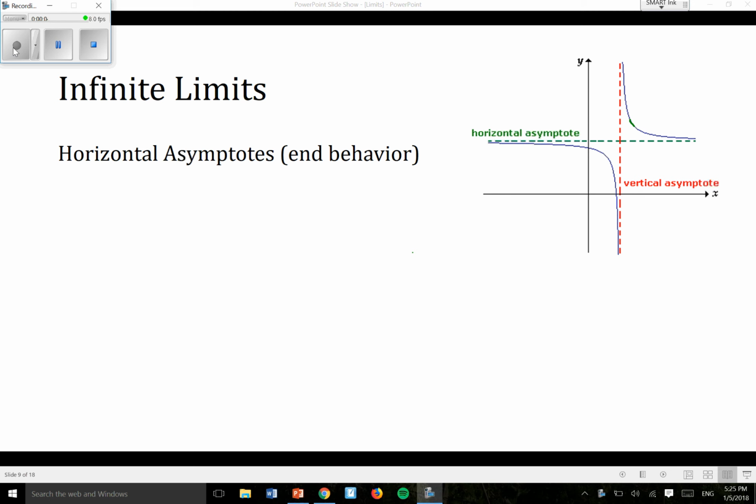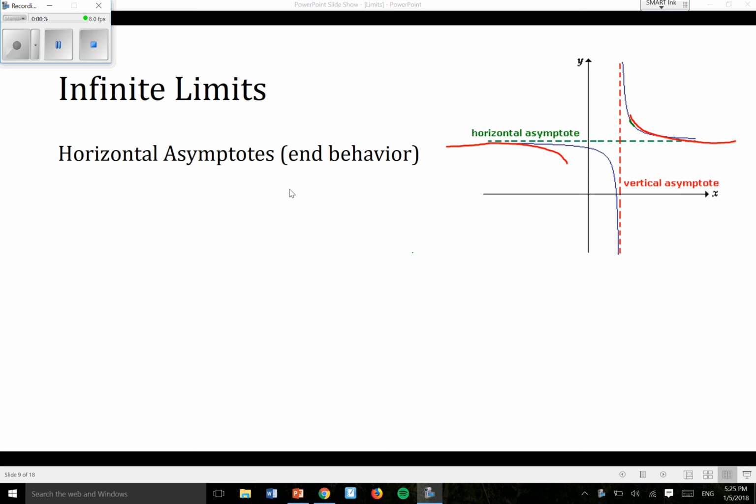Up next, we're going to take a look at infinite limits. And the first type of infinite limit we're going to look at are horizontal asymptotes, which really are just the end behavior of a function. By end behavior, if you look up at the graphic, I'm talking about what's happening to my y values as x gets really, really big and positive, or as x goes to negative infinity, really, really big and negative.